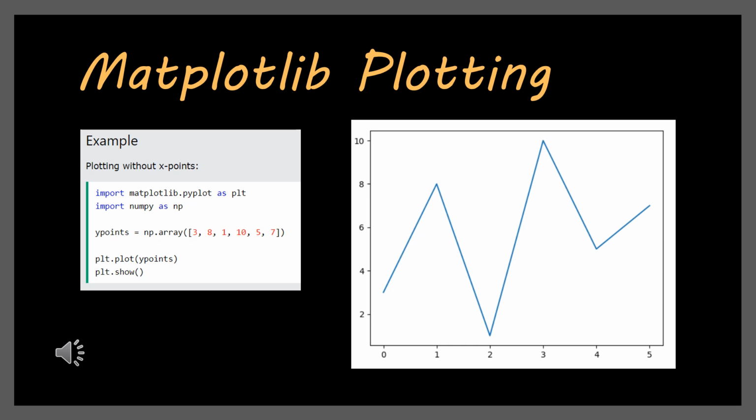The y points are 3, 8, 1, 10, 5, 7. Likewise, on the x-axis, it is taking the default values: 3 for the 0 point, 8 for the 1 point, 1 for the 2 point, 10 for the 3 point, 5 for the 4 point, and 7 for the 5 point. So it will automatically take the next steps of the x-axis, like 0, 1, 2, 3, 4, 5, as the default points.